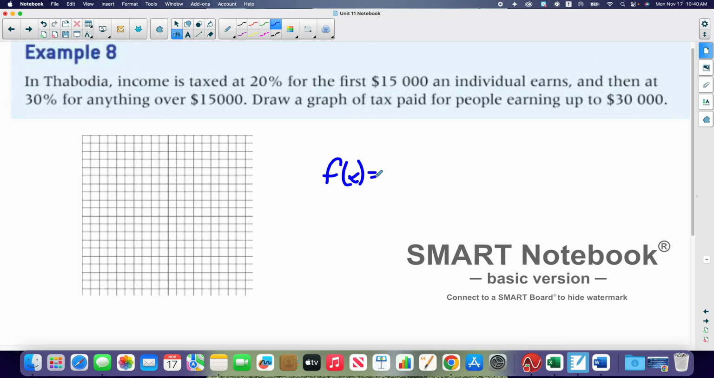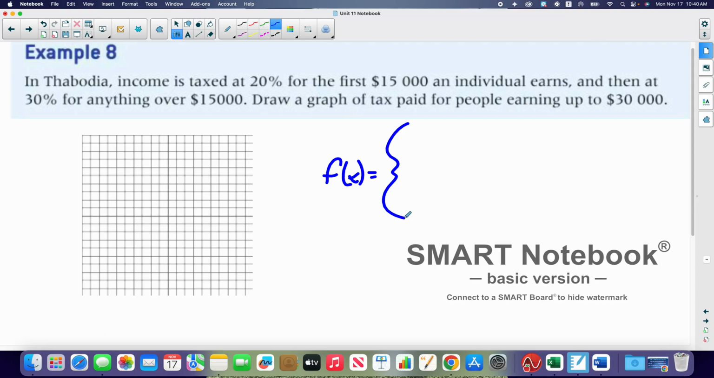Alright, so we have a country with a certain tax rate, and we're going to write the piecewise function of this first, and then I'm going to use the graph to graph this, okay? So what happens at the first here? What's the first piece of this situation? Taxed at 20% for the first 15,000. Okay, you're taxed at 20%. How do I figure that out, to be taxed at 20%?